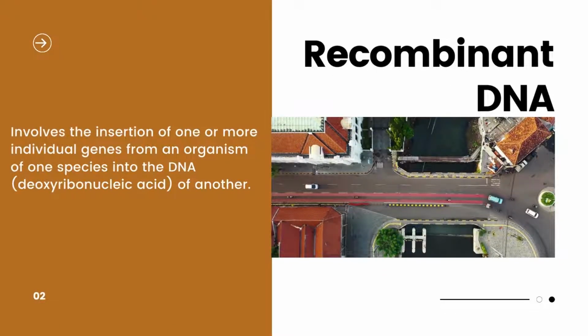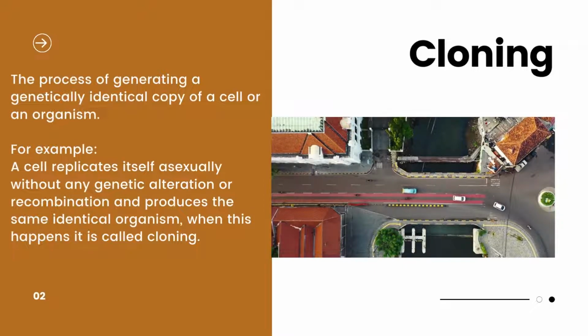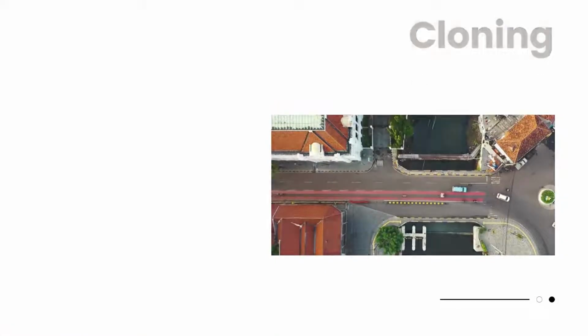Recombinant DNA involves the insertion of one or more individual genes from an organism of one species into the DNA of another. Cloning is the process of generating a genetically identical copy of a cell or an organism. For example, a cell replicates itself asexually without any genetic alteration or recombination and produces the same identical organism. When this happens, it is called cloning.